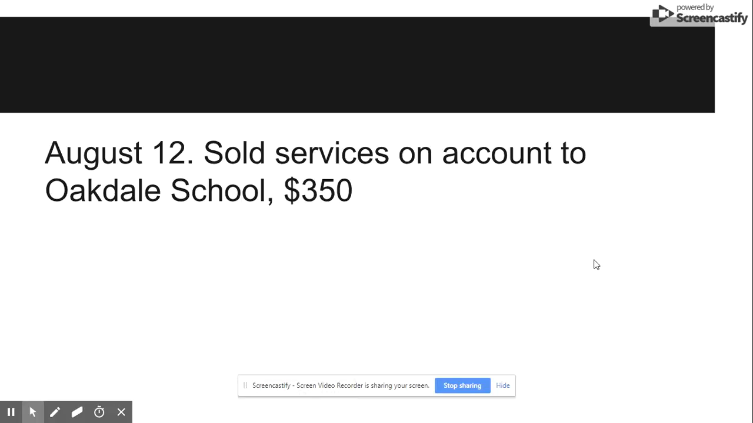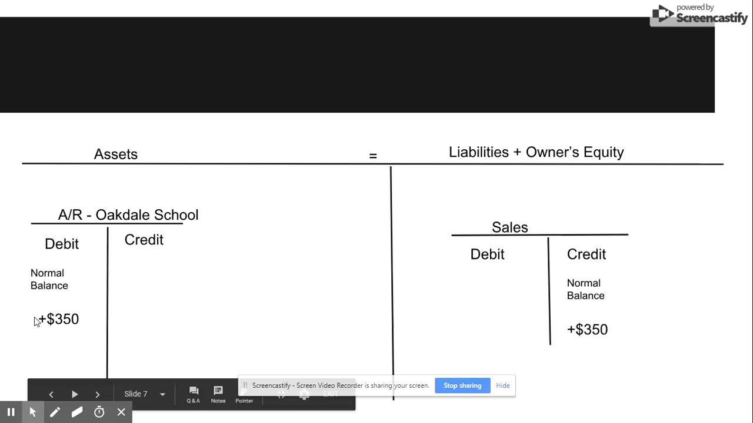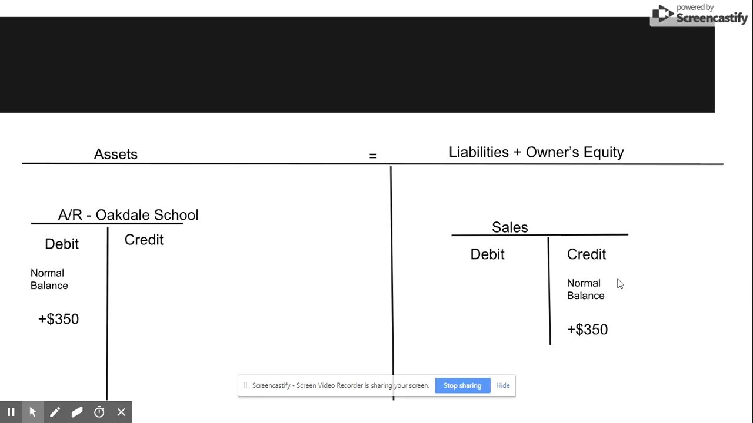Here's another one. If we sell services on account, in this case, we're selling services on account to Oakdale Schools for $350. In that case, our accounts receivable Oakdale Schools account, which is an asset, will increase on the normal balance side, which is the debit side. And our sales account will increase on its normal balance side, which is the credit side.